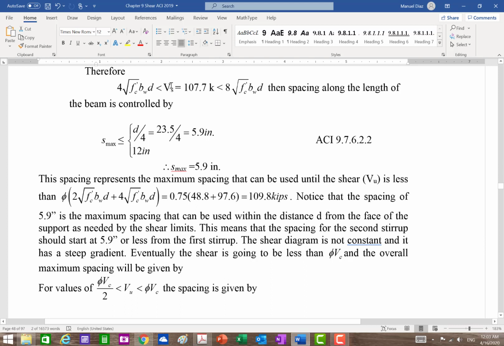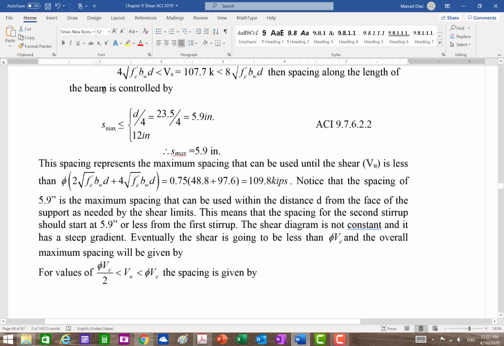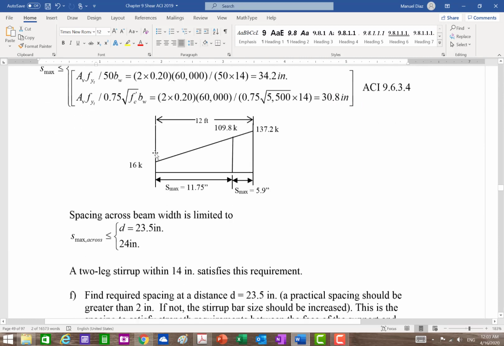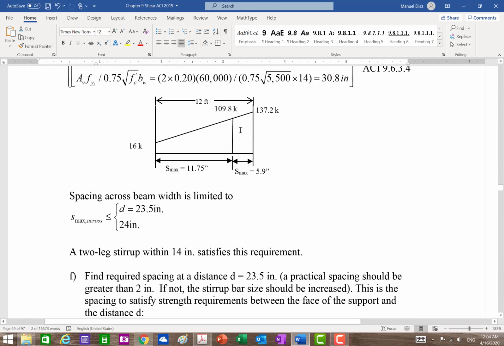Because now my V sub s is going to be below 4, and that means I have to use d over 2, or 24, which is already here, which is 11. So that means that after that point, I will have to use a maximum value of 11 inches. Across the width, again, the width is only 14, and the code allows all the way to 23.5.